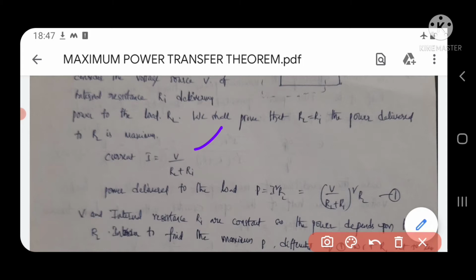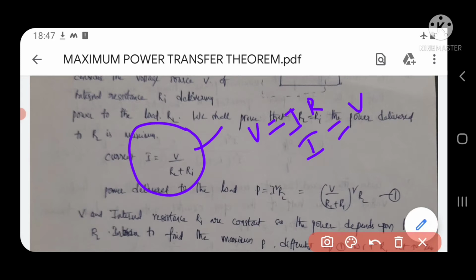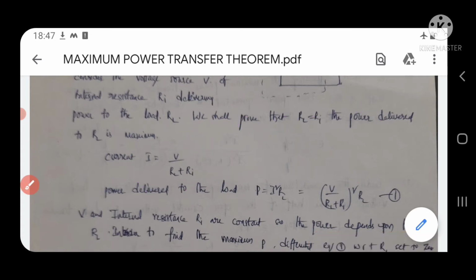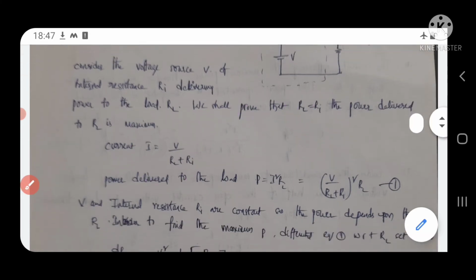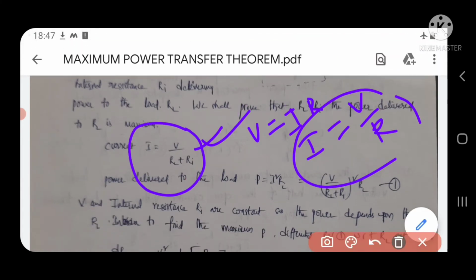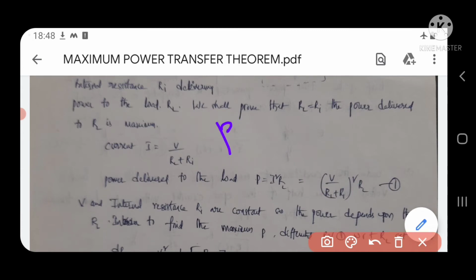This can be derived from the basic Ohm's law, V is equal to IR. Here I is equal to V by R. From this we can derive the corresponding relation. We generally have two types of formulas, and we have to write down the equation for power. So power P is equal to I square into R, and I is equal to V by (RL plus Ri).